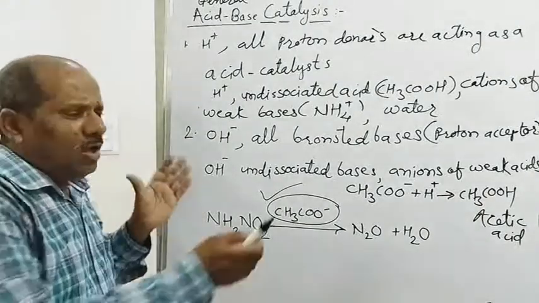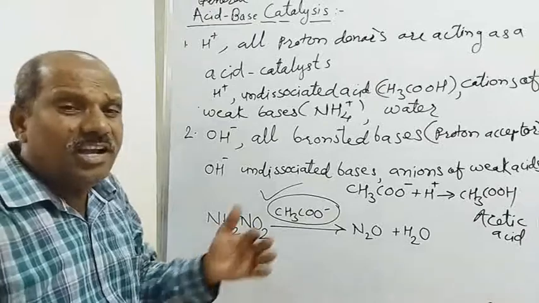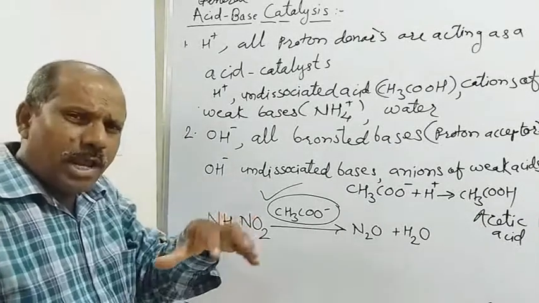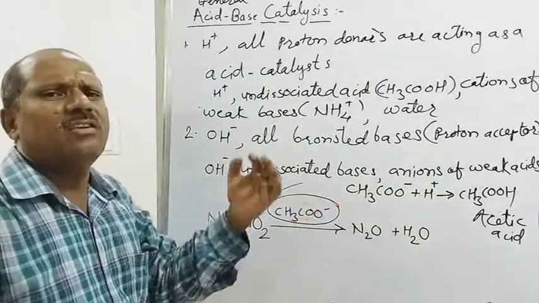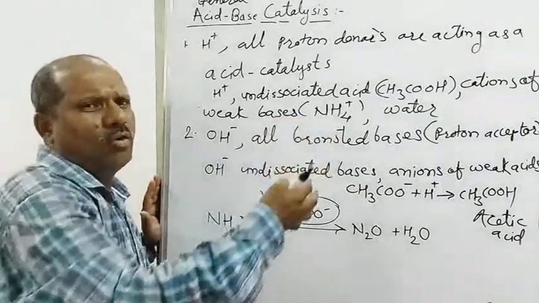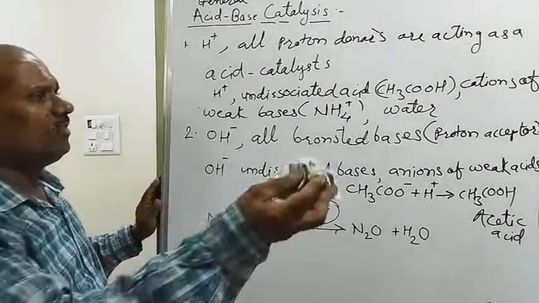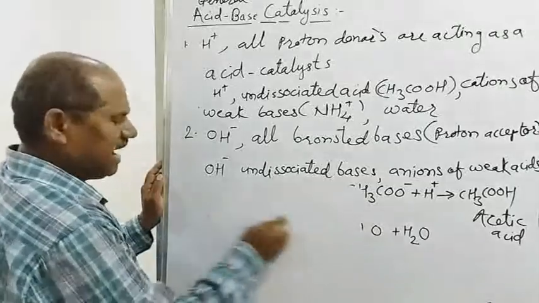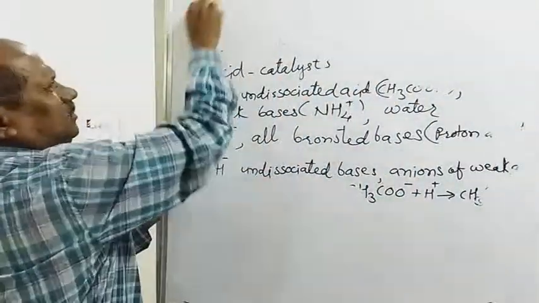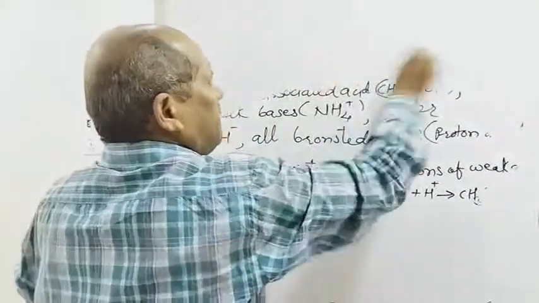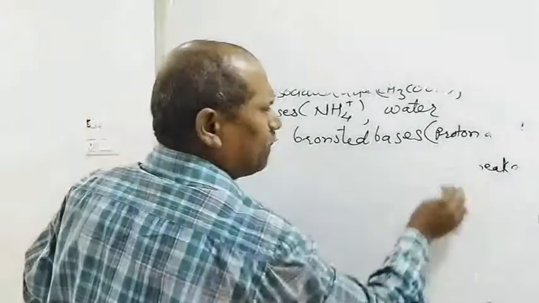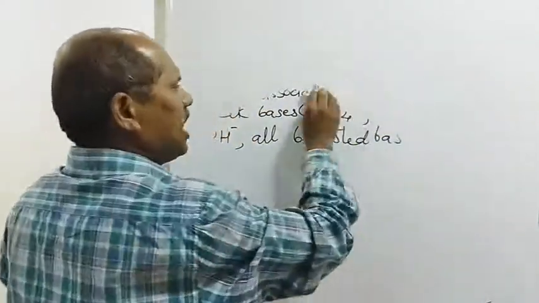Then we have to see how all these reactions are going on in detail. What is the mechanism behind it? How the acids or bases are playing an important role to accelerate the rate of reaction, that we have to see under the mechanism. Now I am explaining the detailed mechanism, how the acids or bases are playing an important role in accelerating the rate of chemical reactions. So we have to see the mechanism of the acid-base catalysis.